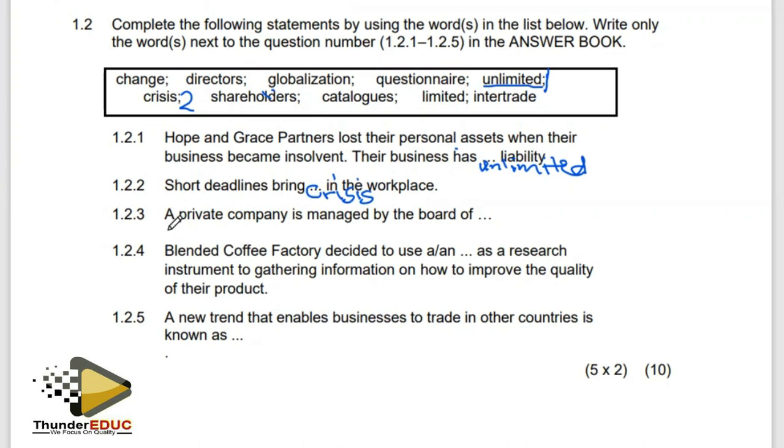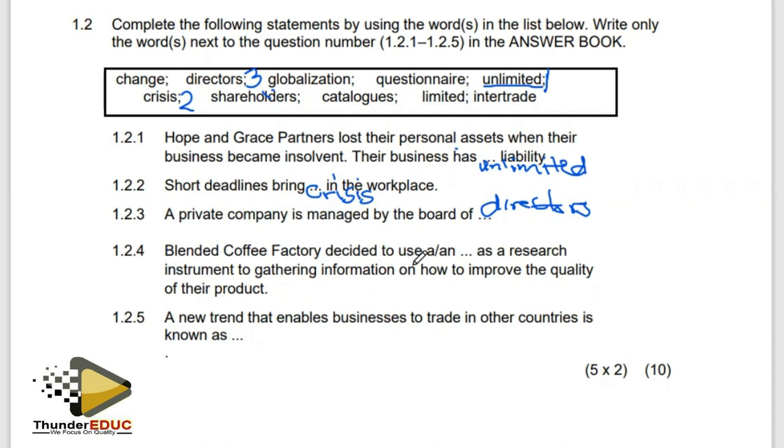Look at this. A private company is managed by a board of change, directors, globalization. No, it is known. It's managed by a board of directors. Yes, directors manage. This is three. Directors manage private companies, who are given the mandate by shareholders. Let's go to question 1.2.4.